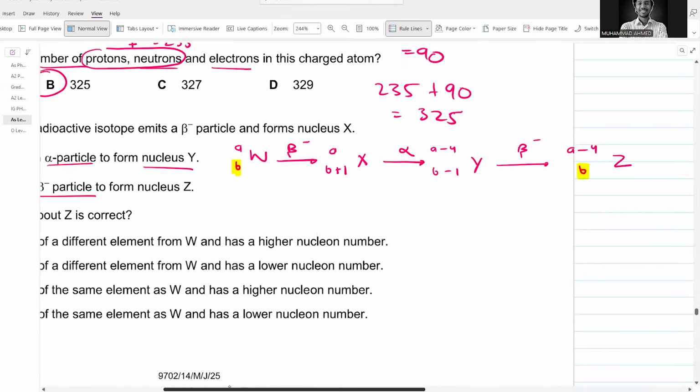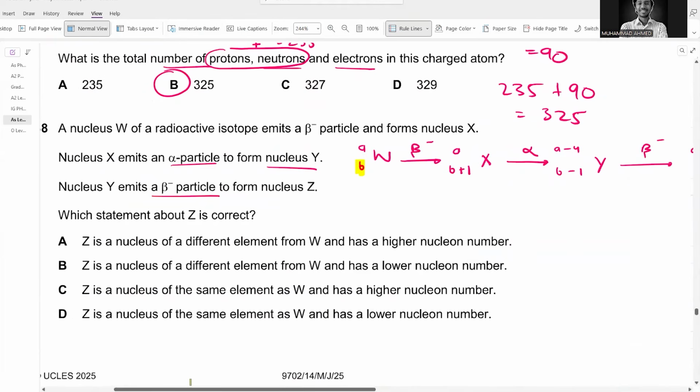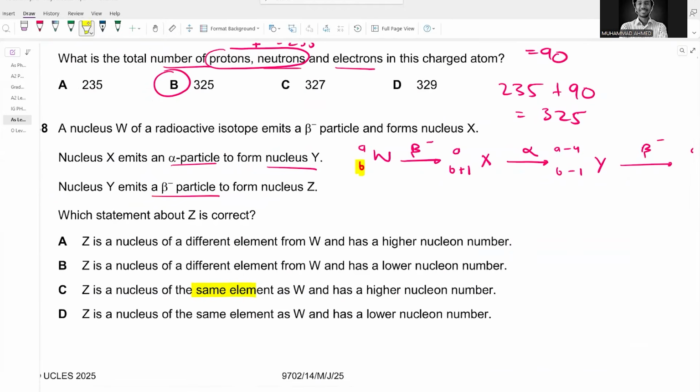Let's see, कोई ऐसा option है? Z is a nucleus of a different element. No, Z is a nucleus of the same element and has a higher nucleon number. No, no, no. Z का nucleon number कम है, higher नहीं. Z is an element of the same nucleus as W and has a lower nucleon number. D is the answer to 38.